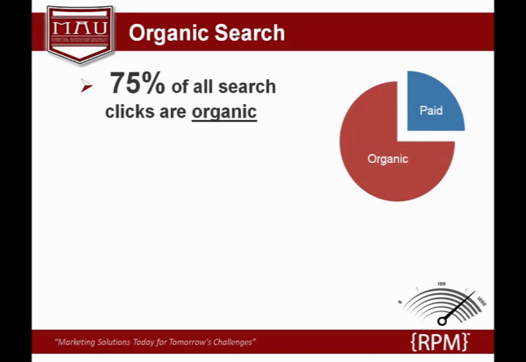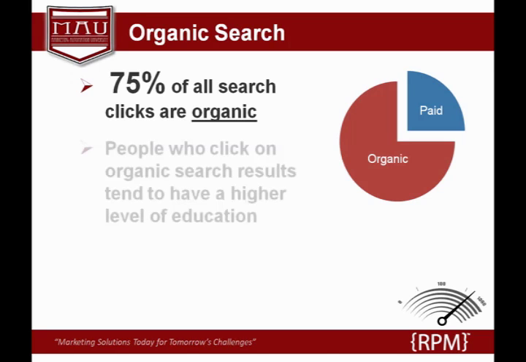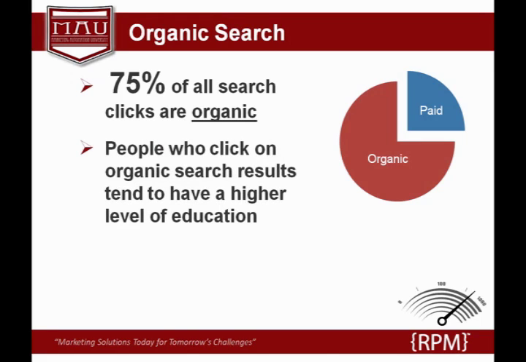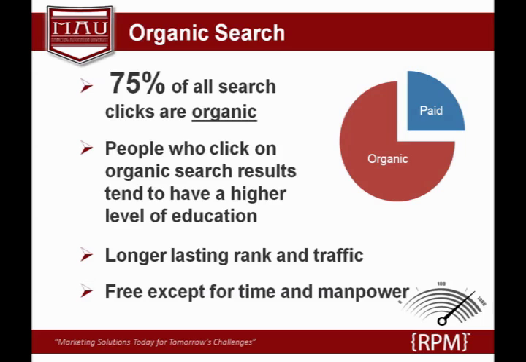Benefits of organic search. 75% of all search clicks are organic. People who click on organic search results tend to be more educated. Organic searches are longer lasting rank and traffic because search engines record your history, ranking you higher in the future. And with the exception of time and manpower, it's free.